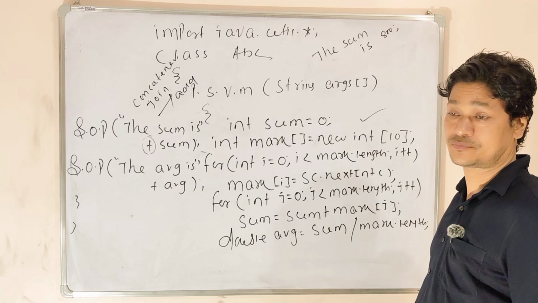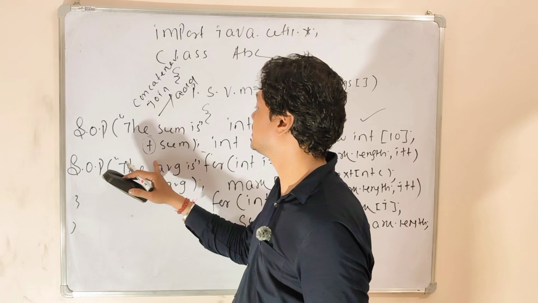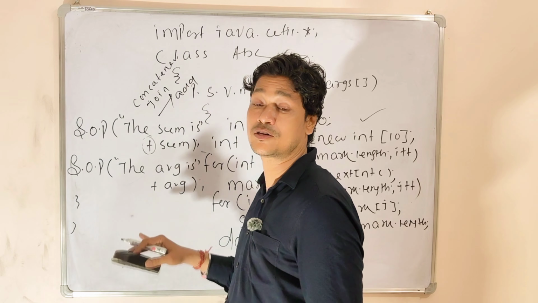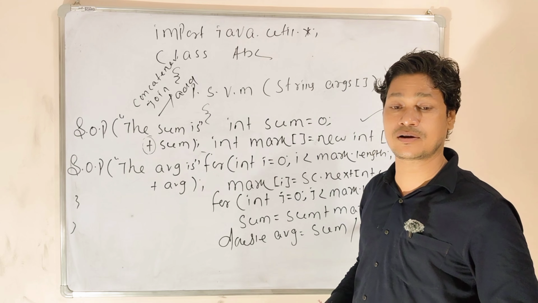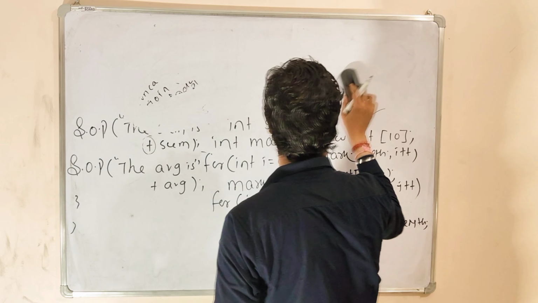Sir, so this is not an arithmetic operator? No. This is not an arithmetic operator. This is a concatenation or joining or add operator. Is it clear? Yes, sir. Good. Now let us solve another program.